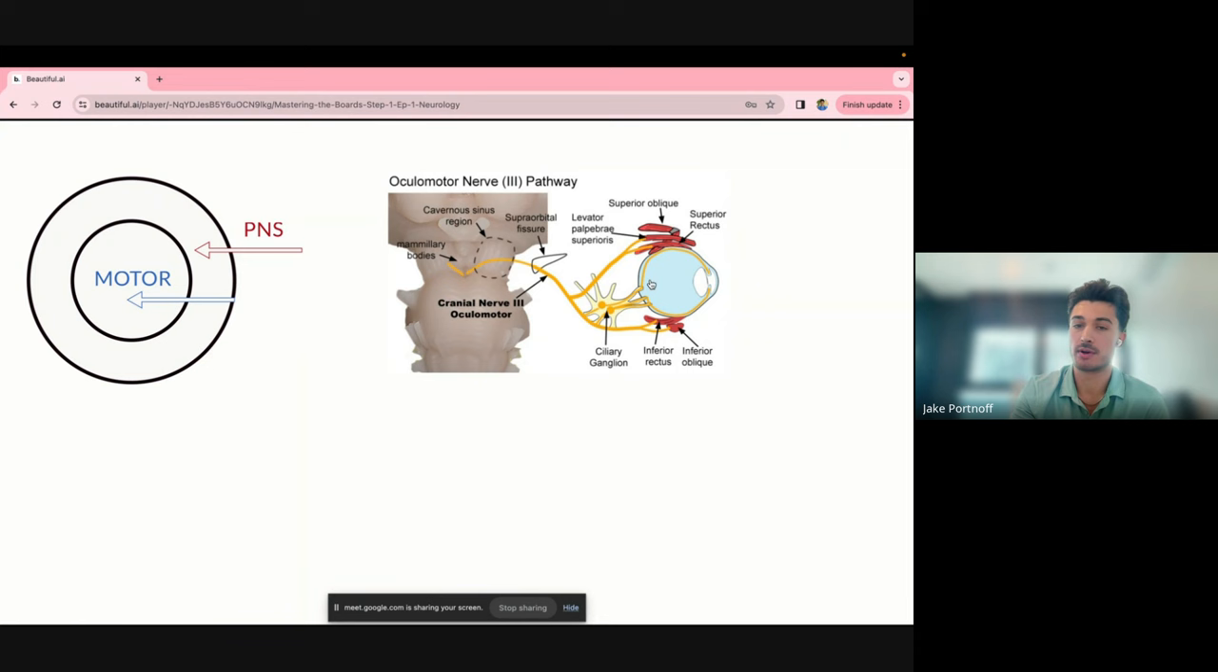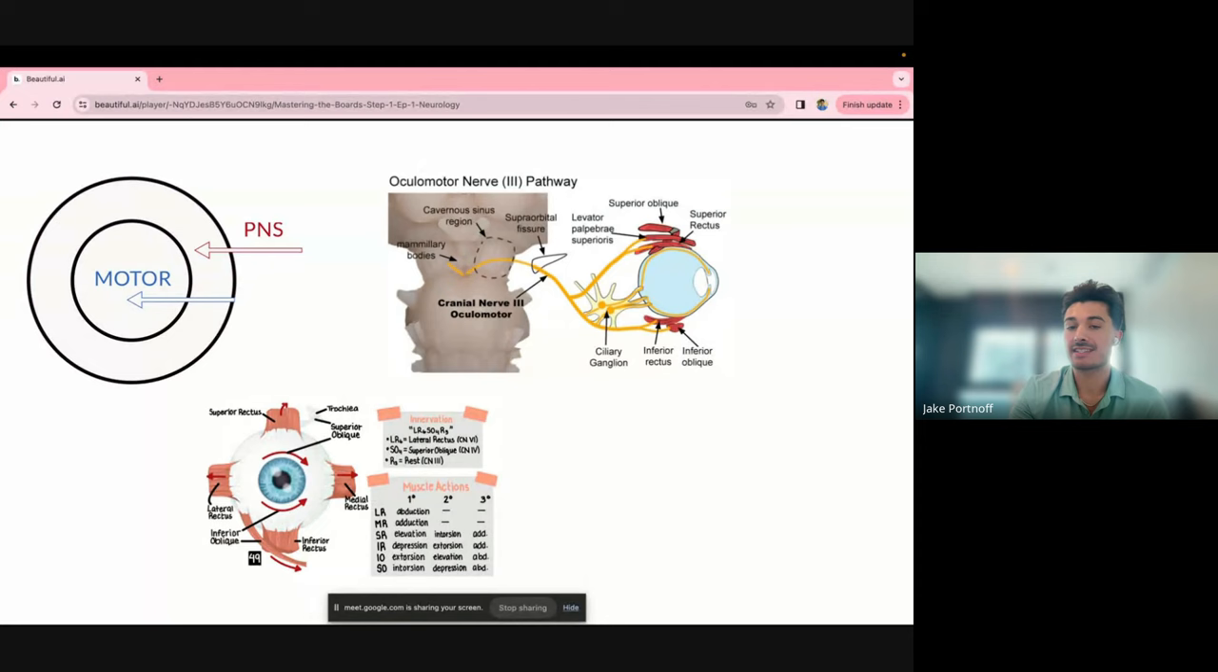This is just a little memory trick. LR6, SO4, R3. If you can just remember that, then you'll know exactly what I said, which was that your lateral rectus is innervated by cranial nerve 6, your superior oblique 4, and the rest of the muscles are going to be your cranial nerve 3.